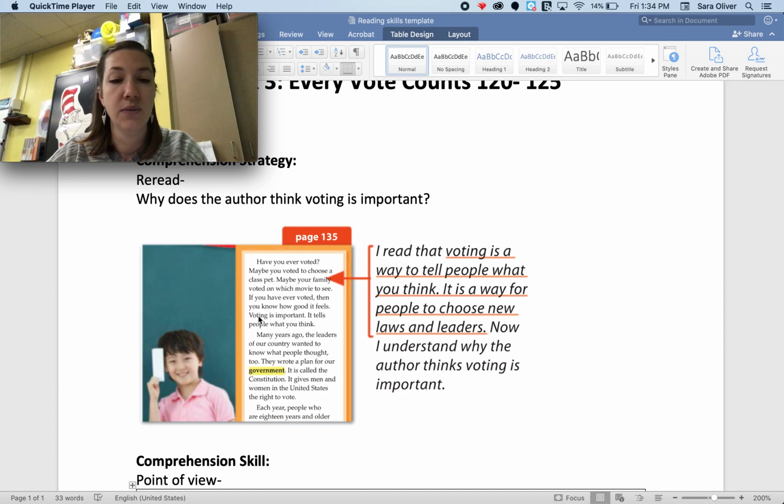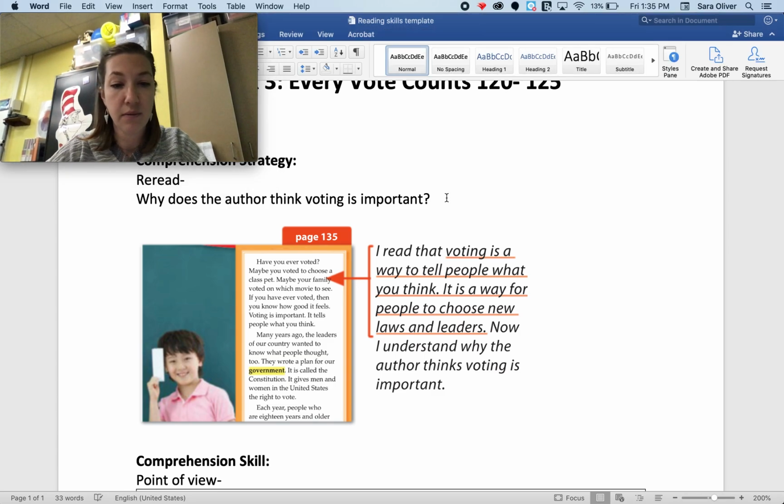I see this sentence right here. Voting is important. And I'm going to read a little bit more. It says, it tells people what you think. So why does the author think voting is important? Because it tells people what you think. So when adults vote for different leaders in our government, they're telling us who they want to represent them, and the author argues that that is an important right that you have.